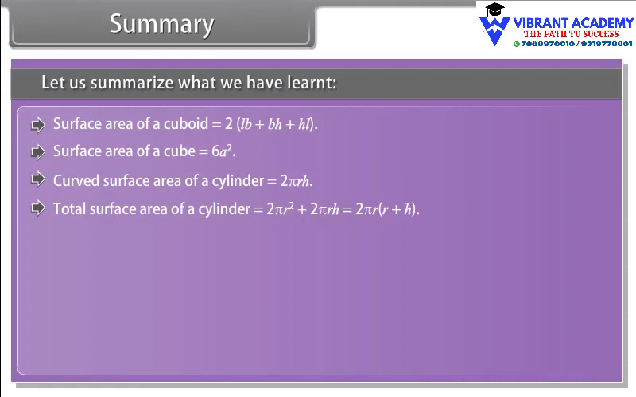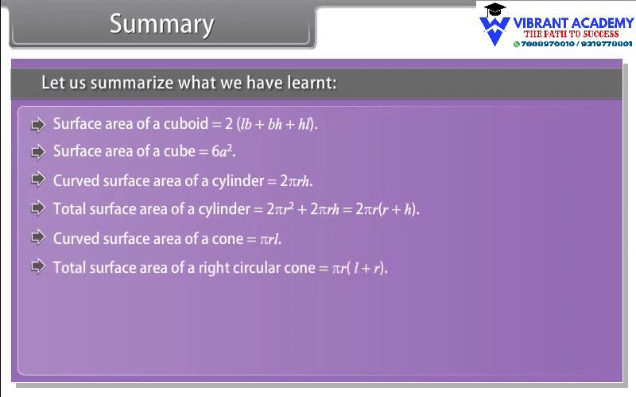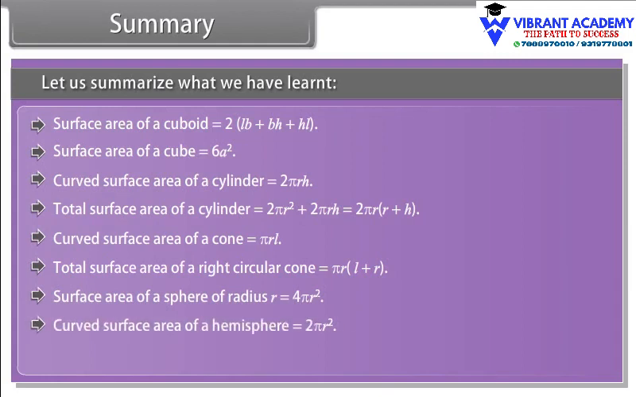r² is equal to 2464 upon 4 × π. r² is equal to 196.054. r is equal to the square root of 196.054. r is equal to 14 centimeters. Hence, the radius of the ball is 14 centimeters.